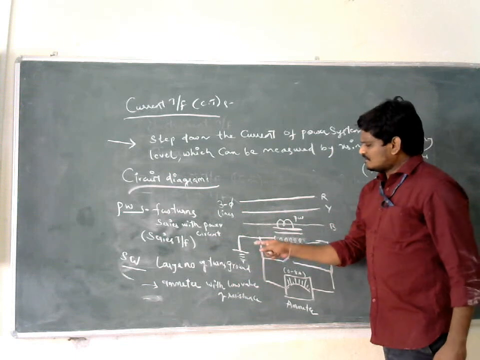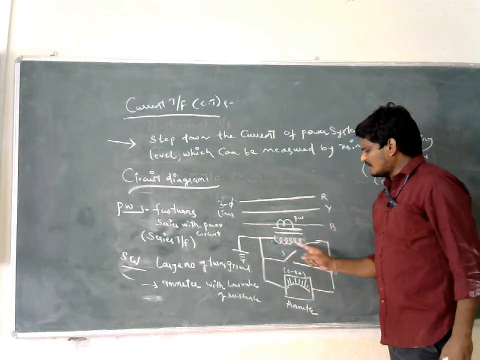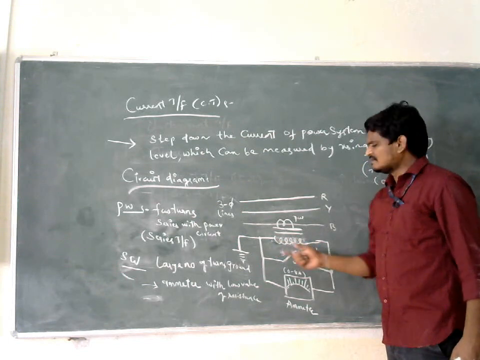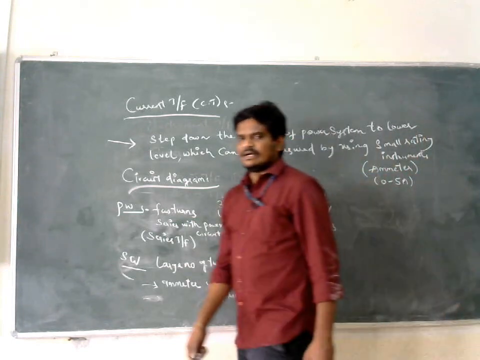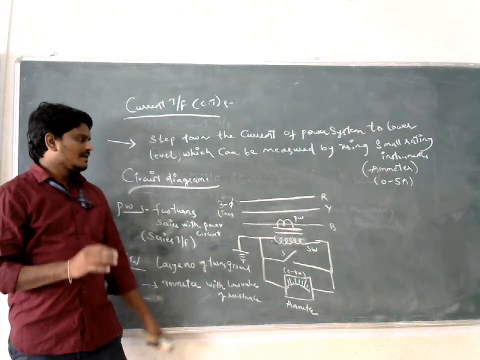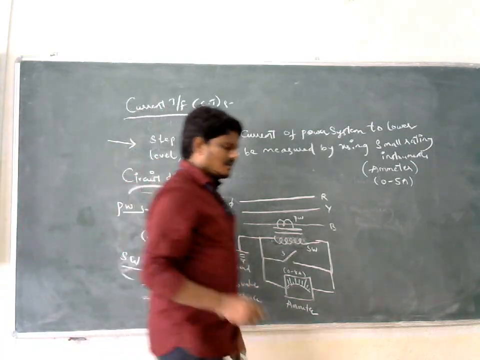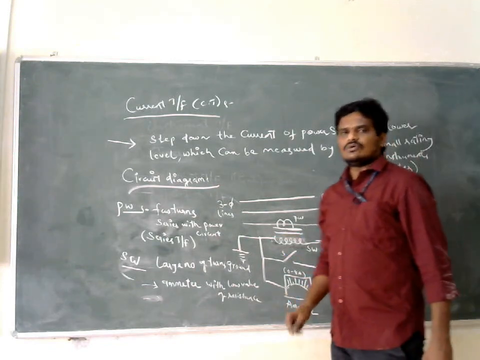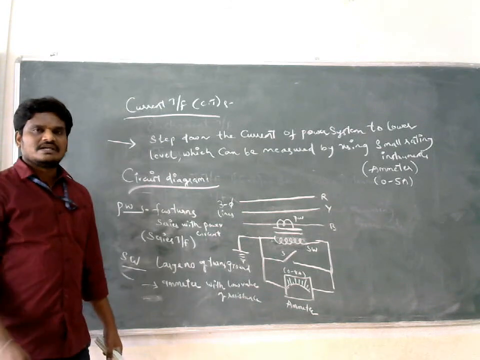The secondary winding consists of 2 points, this is the first point and this is the second point, or else the starting point and ending point. Any one point of the secondary winding is grounded here. What is the necessity of grounding any one terminal of the secondary winding? It is in order to avoid large voltages for earthing.